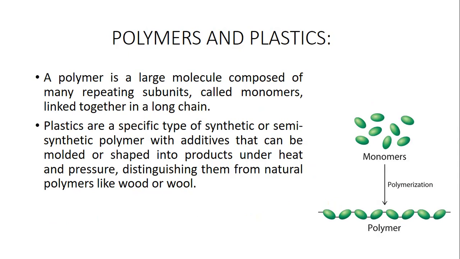Now we will move on to the basic key definitions. What do you mean by polymer and plastics? A polymer is a large molecule comprised of many repeated subunits, which we call monomers, linked together like a long chain. You can see in the picture below the physical illustration of a polymer, the organic compound of the polymer material given in a diagrammatic way.